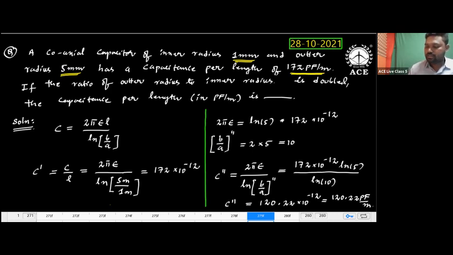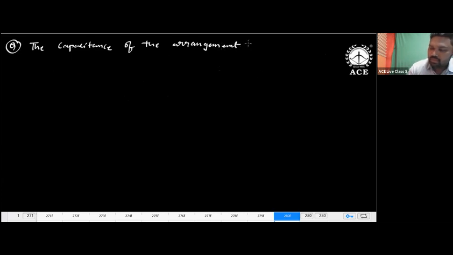I'm going to turn the page here. The capacitance of the arrangement shown in figure is dash picofarads.